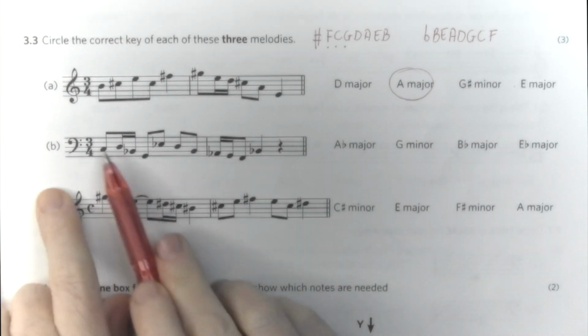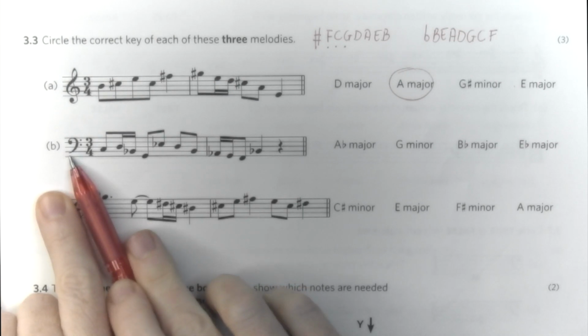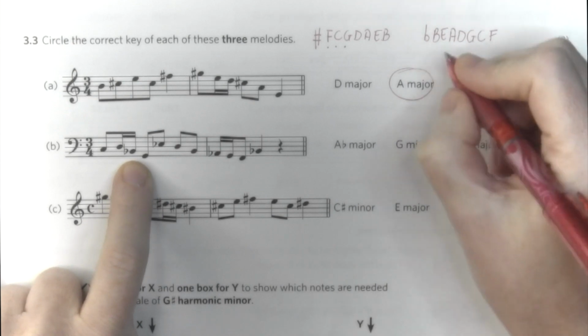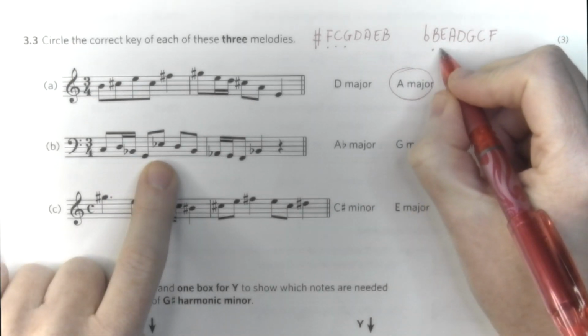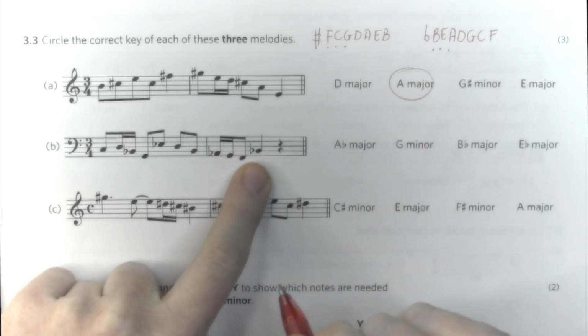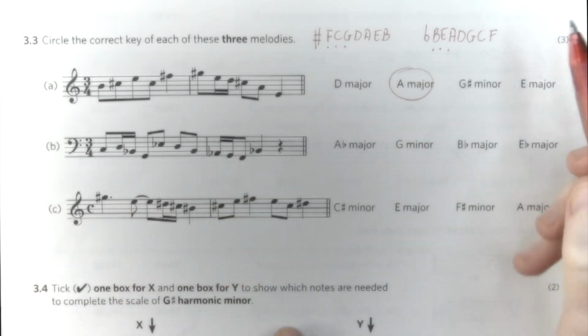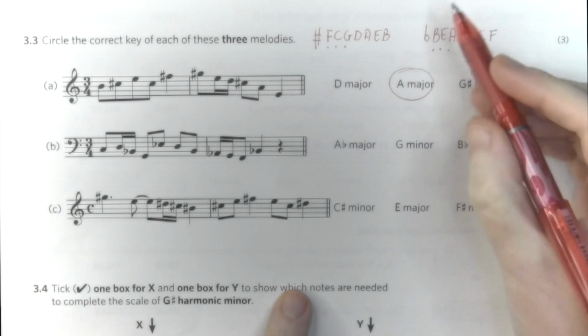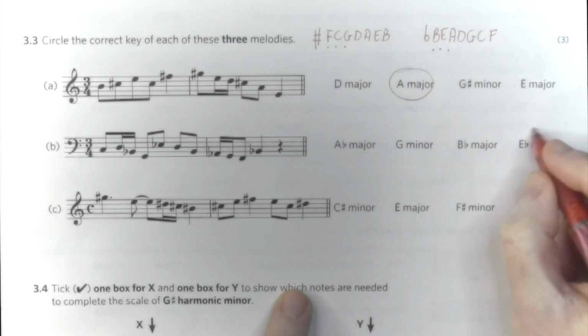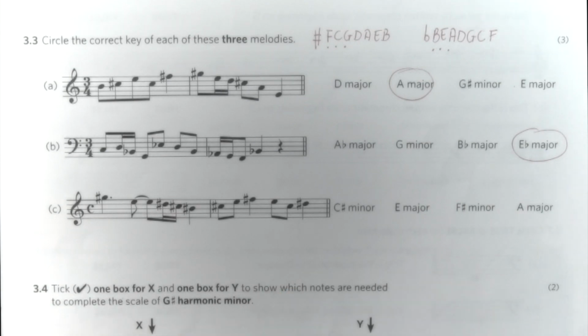Next one, we have flats and the bass clef, so watch out. We have B flat, Mi flat, La flat, and B flat is repeated. So we have 3 flats. With the key signatures with flats, we go to the penultimate flat, and this is the key. So we are in E flat major, as simple as that.